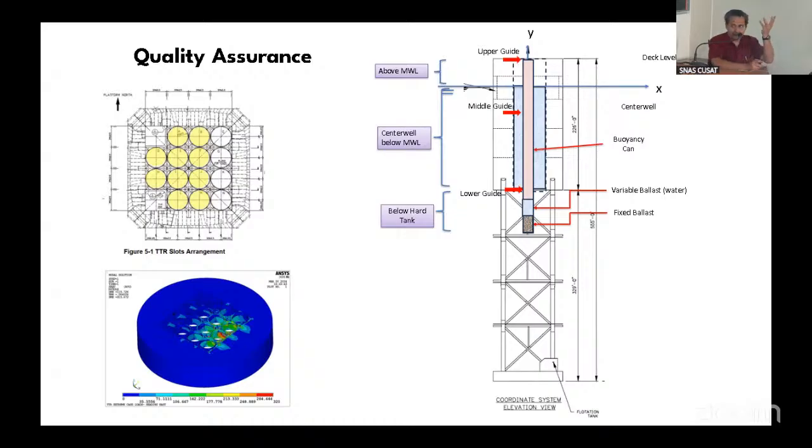There are also buoyancy cans. You can also put buoyancy. And you can see here they have modeled it in a very fine mesh, actually. And then they came for third-party verification. Now, third-party verification is something that is done in the offshore oil and gas industry because, as I said before, it's a very dangerous thing. So you always do a third-party verification.